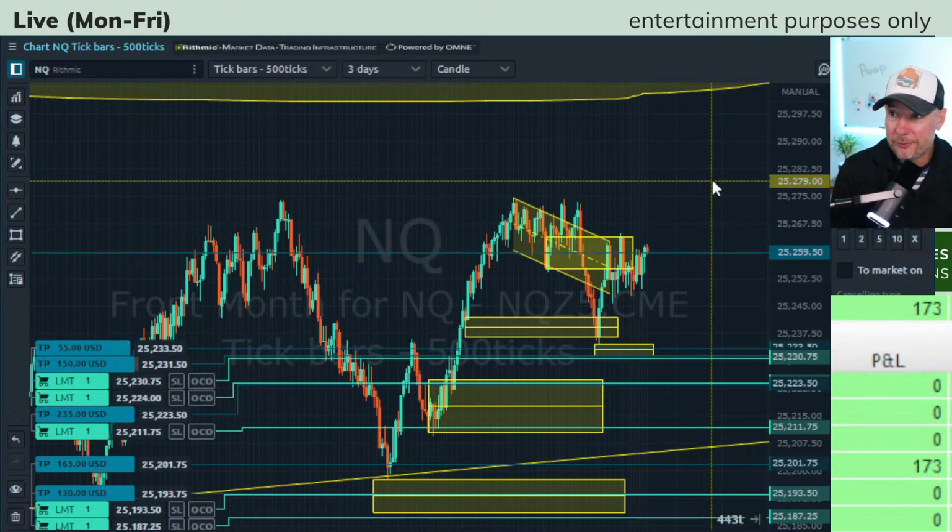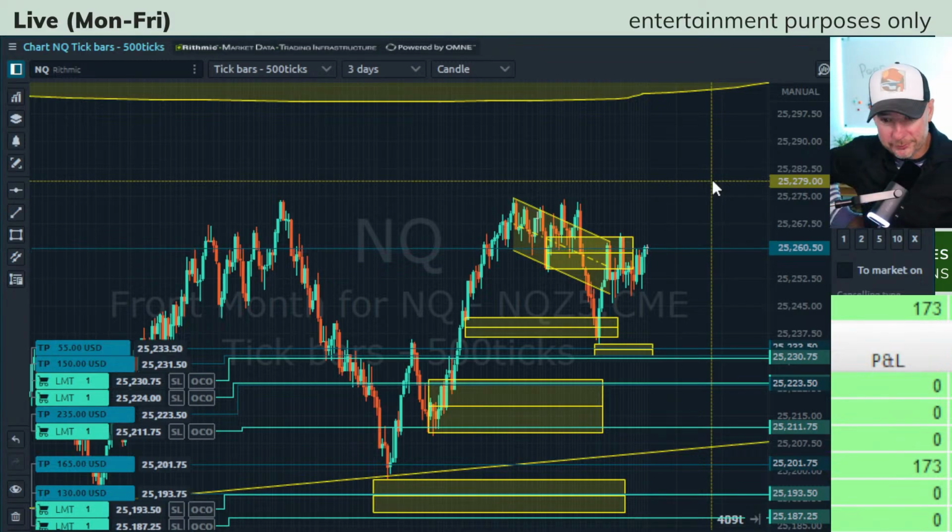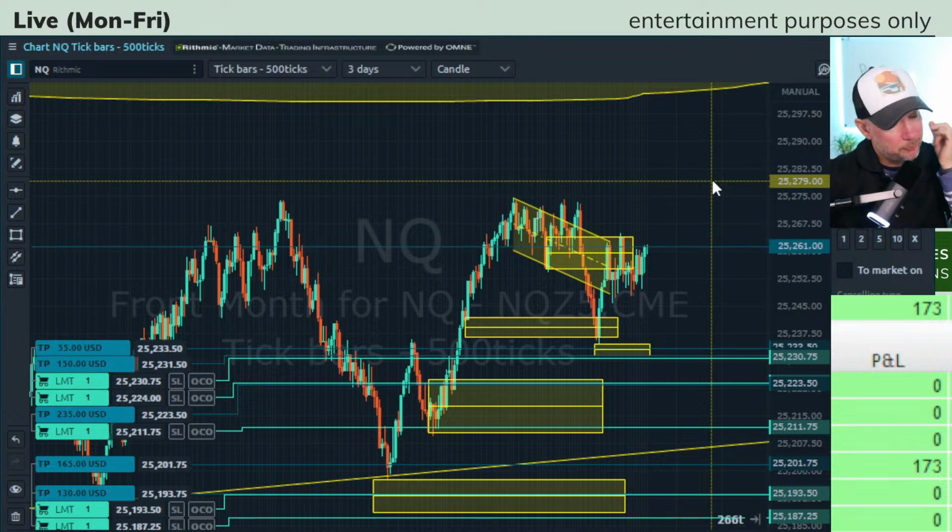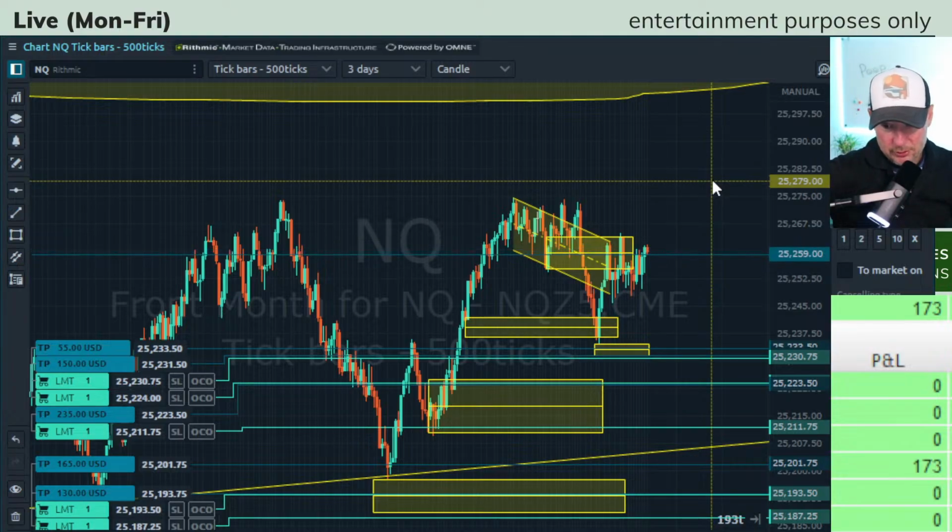I don't know. 51% sounds enticing. It's like winning a lottery. Imagine somebody gave you a 51% chance to win a lottery. I mean, right here you put 10 minis in this position. It goes up 40 points. That's $800 per mini contract times 10. That's $8,000.